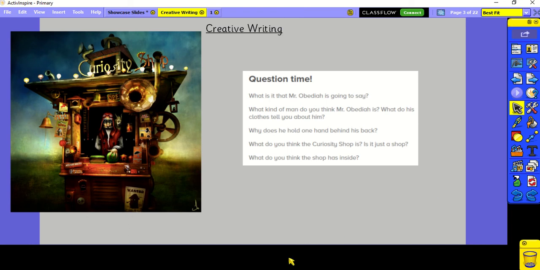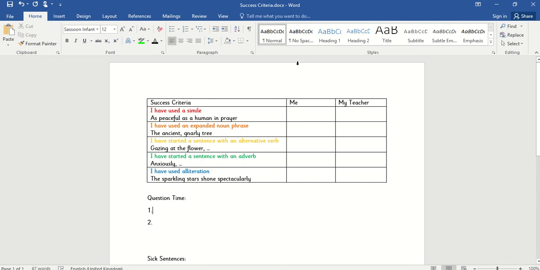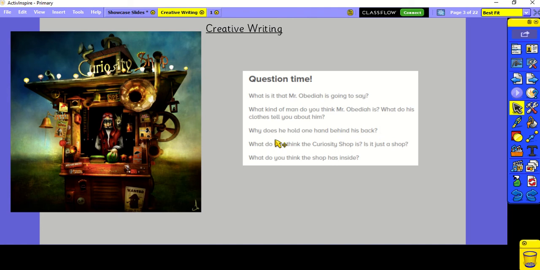Then you are going to go to your worksheet here and write down an answer for your question. So every day your sheet will look like this. You'll have the success criteria for the lesson at the top. Then under question time, we would like you to write the answers to your questions. As I've said, the answers can be anything you like. They can be as wild and as creative as you want. Okay, so I'm going to read you the questions about Mr. Obadiah's Curiosity Shop now. After each one, pause the video, think about the answer, write the answer down.